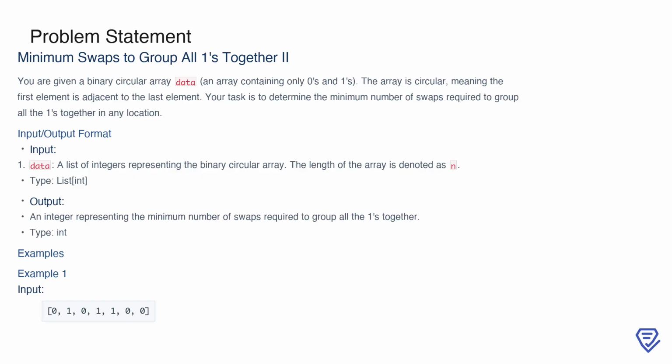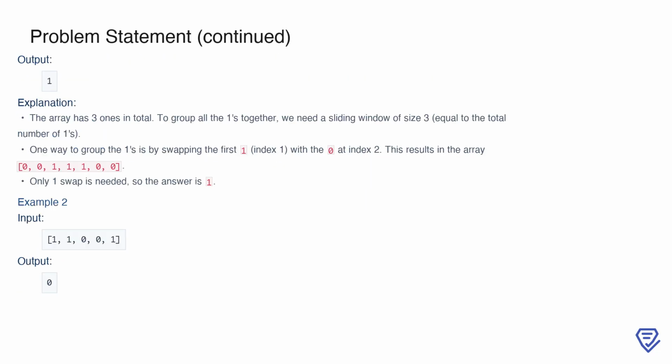For the input, we receive a list of integers representing this binary circular array, and the length of the array is denoted as n. The output is a single integer representing the minimum number of swaps necessary. This setup challenges us to think about how to efficiently group all the ones while accounting for the circular nature of the array. Let's look at the first example to understand the problem better.